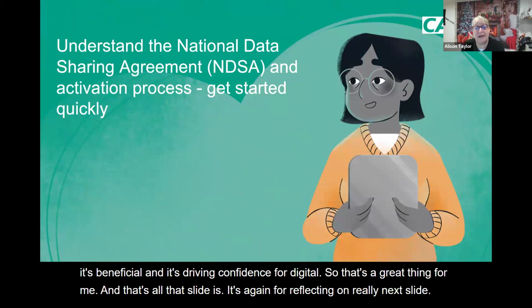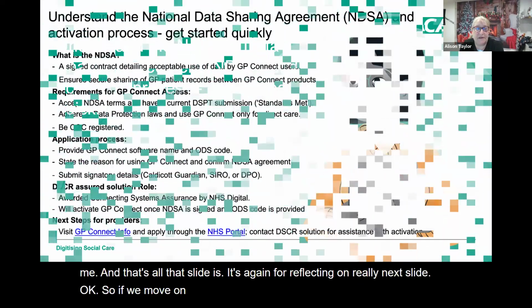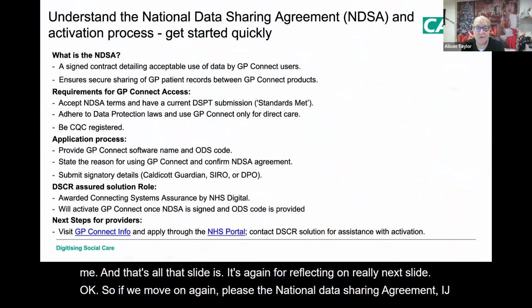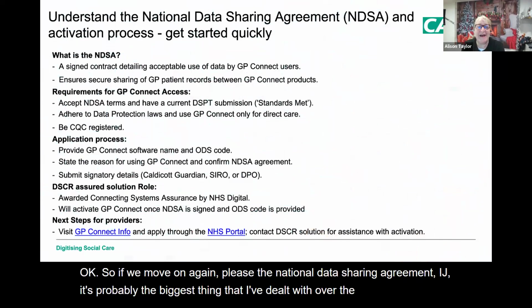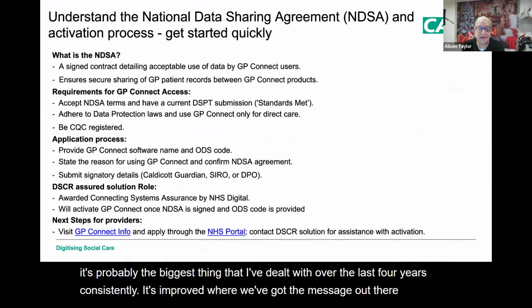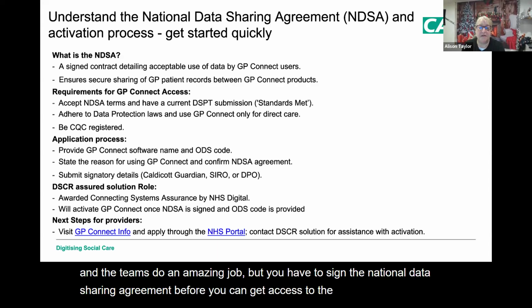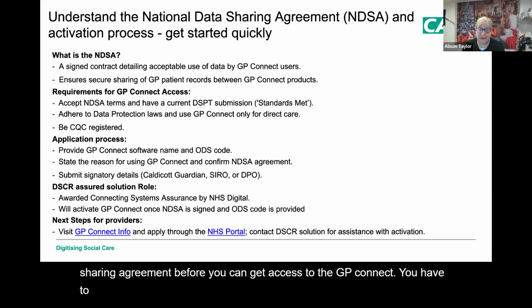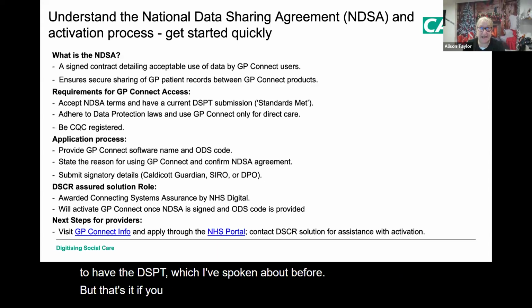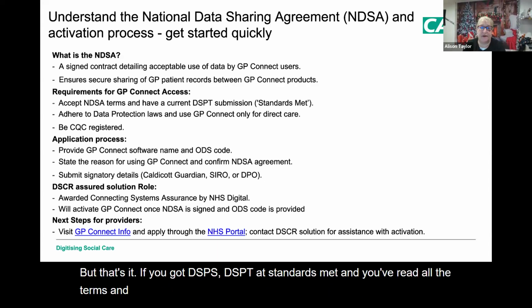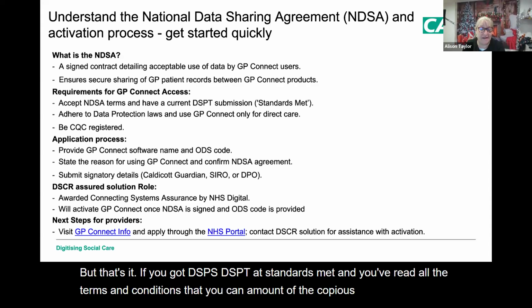Okay, so if we move on again, please. The National Data Sharing Agreement, NIG, it's probably the biggest thing that I've dealt with over the last 4 years consistently. It's improved where we've got the message out there. The DSPT and the teams do an amazing job, but you have to sign the National Data Sharing Agreement before you can get access to GP Connect. You have to have the DSPT, which I've spoken about before, but that's it. If you've got DSPT at standards met, and you've read all the terms and conditions, because of the copious pages that they write for these things online.